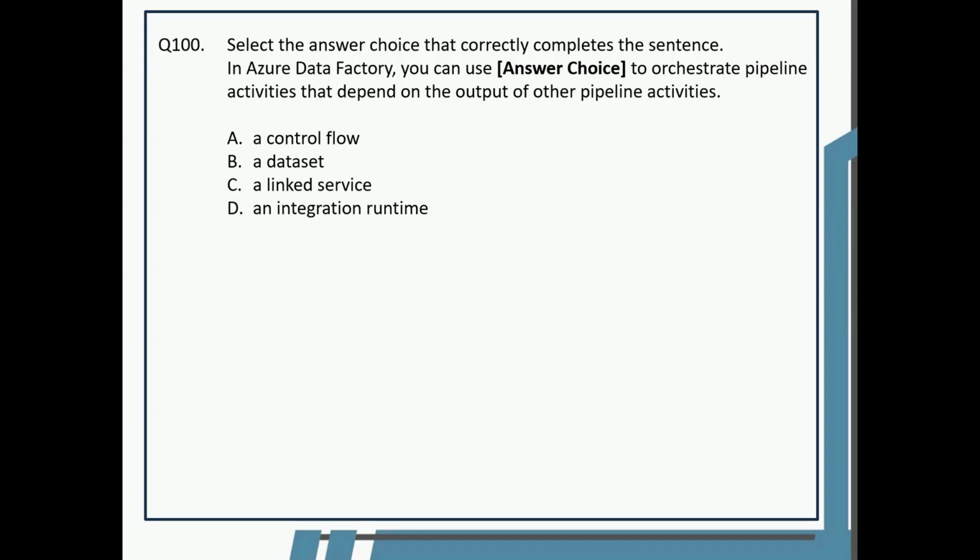Friends, a control flow is the correct choice because it enables the orchestration and sequencing of pipeline activities based on dependencies, conditions, and the output of preceding activities. It allows you to define the logical execution order, handle branching, looping, and conditional execution within a pipeline.